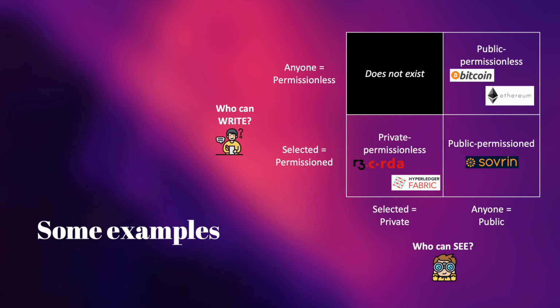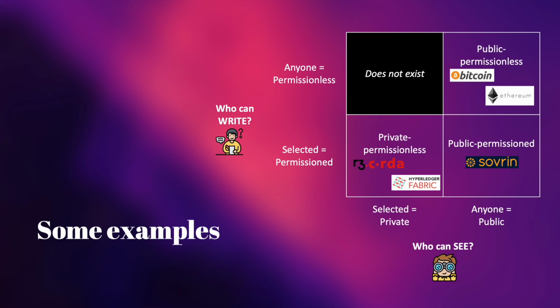Let's see. Anyone who meets minimum technical requirements can both see and write transactions to the Bitcoin and Ethereum blockchains, which would make them public because anyone can see them, and permissionless because anyone can write. Any node operator or validator can write.